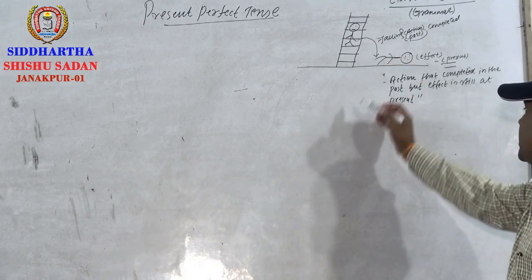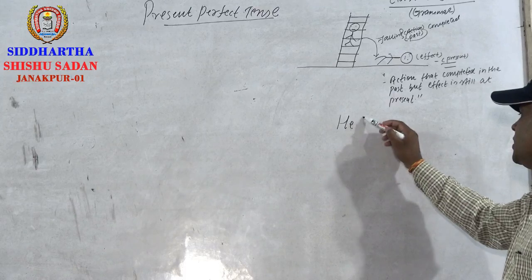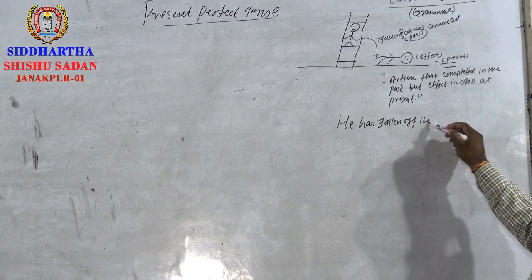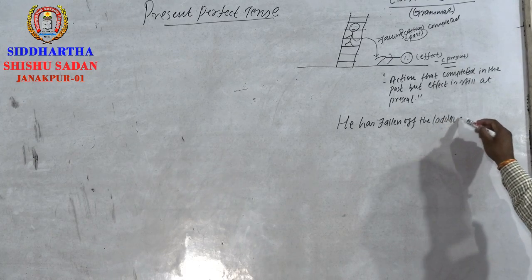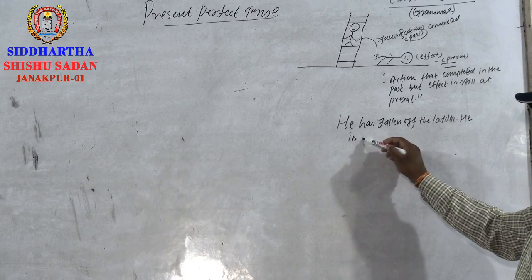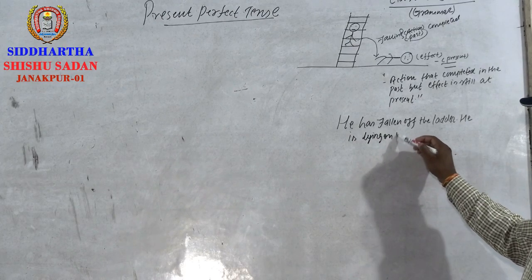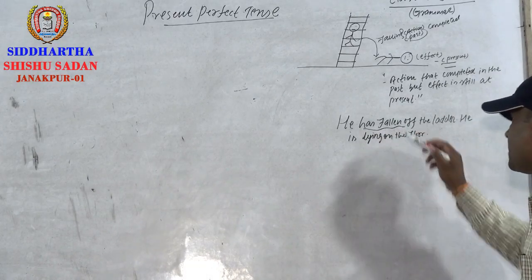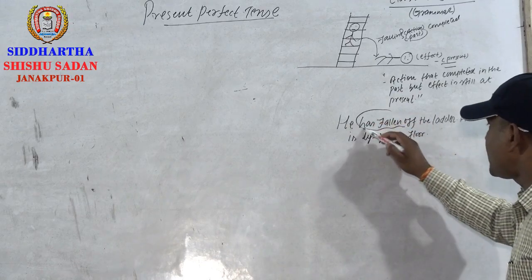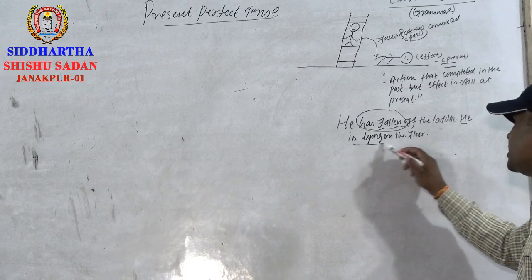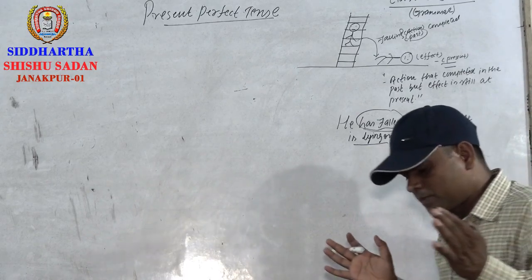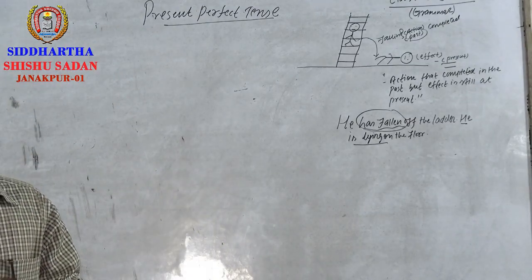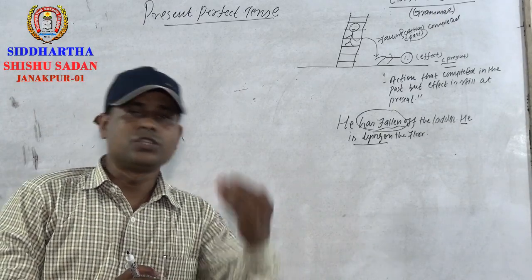Let's see the example here. He has fallen off the ladder. He is lying on the floor. See here. He has fallen off. This is the action. This is in present perfect tense because the effect is there at present. So this is what present perfect tense is. The tense which denotes an action that occurred in the past with an effect at present is known as present perfect tense.